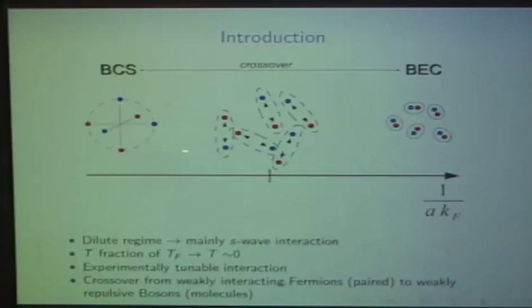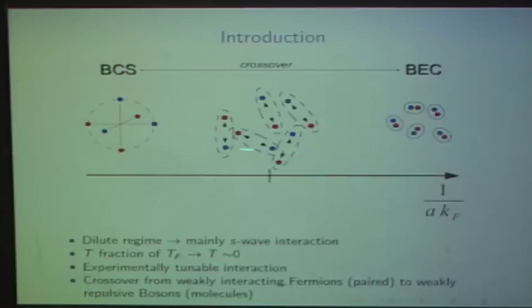So we are talking about a system in the dilute regime. I will explain what I mean. And yes, the interaction is mainly in S-wave. Our model describes a system where only particles, up or down, or heavy and light, interact. The temperature in the experiments is typically a fraction of the Fermi temperature. So essentially, we are talking about systems very close to zero temperature.